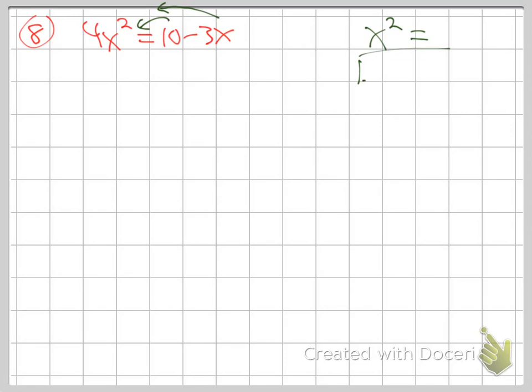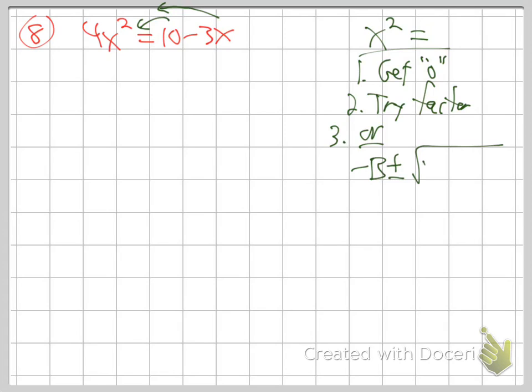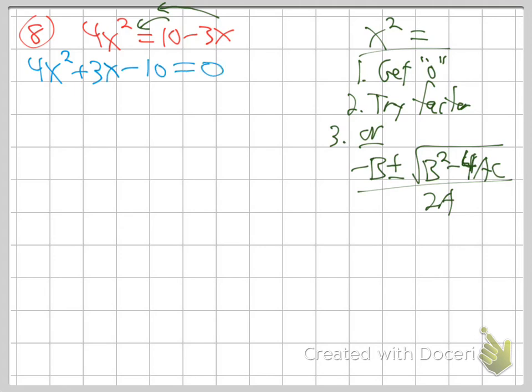So whenever you see x squared with an equal sign, you want something on your sheet. The steps are: number 1, get a 0. Step 2, you can try to factor if you're really good, that is quicker. Or, if not, you can use the quad: negative b plus or minus square root of b squared minus 4ac, all over 2a. Like that. So I'm going to jump these over, and so then this will become 4x squared plus 3x minus 10 is 0.